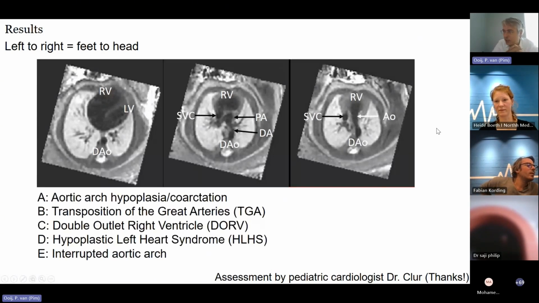A, an aortic arch with hypoplasia or coarctation. B, a transposition of the great arteries. C, a double outlet right ventricle. D, a hypoplastic left heart syndrome, or E, an interrupted aortic arch.